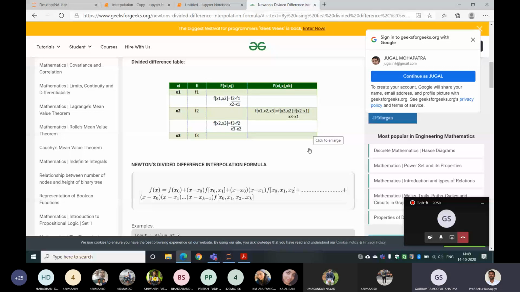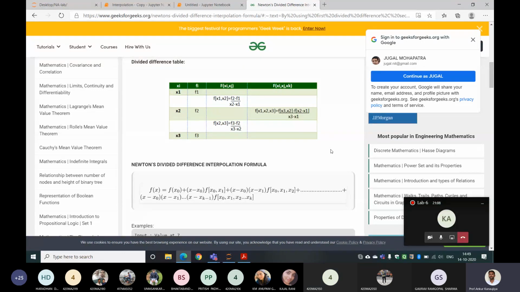Does anyone want to give some other answer? If only 3 points are there and 3 functional values, then how many rows and how many columns will come? 5 rows and 4 columns. Okay, you are saying this by this table.